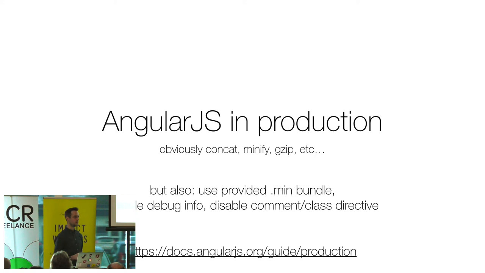Same goes for comment and class directives. That's one of the features of AngularJS that I don't see a lot of people using. I don't see a lot of people that have class names as selectors for directives, or comments as selectors for directives. If you don't do that, you can turn them off, and the compiler will be a little bit faster because it doesn't need to look for that. And there are compile time or config time flags as well. So you should look into that. It'll help you out a little bit more.